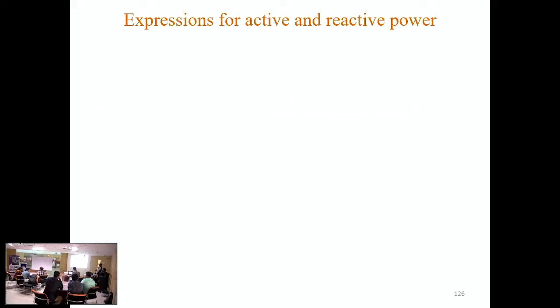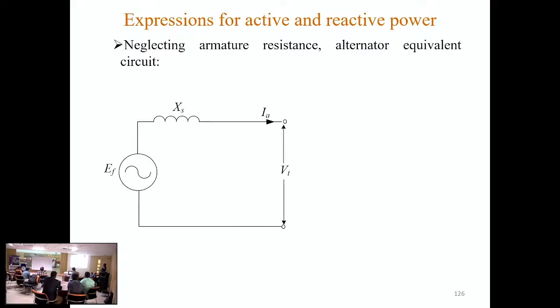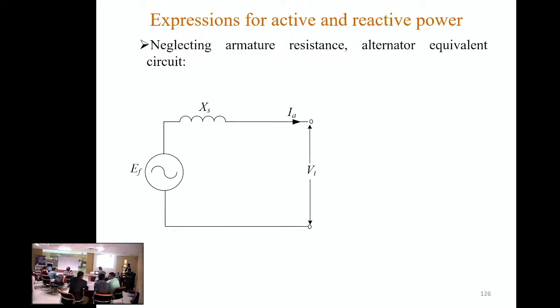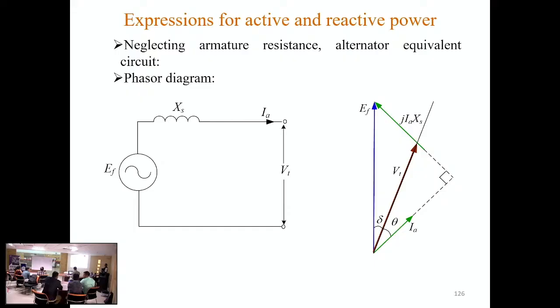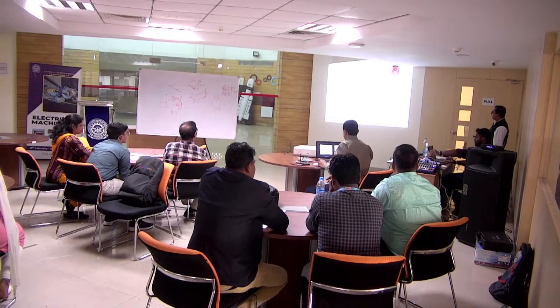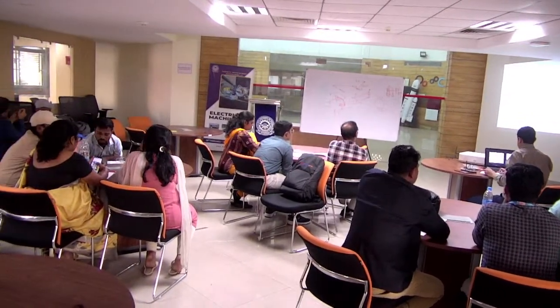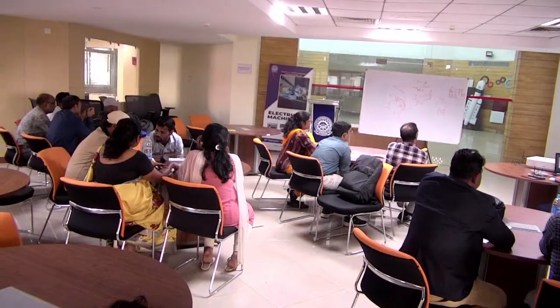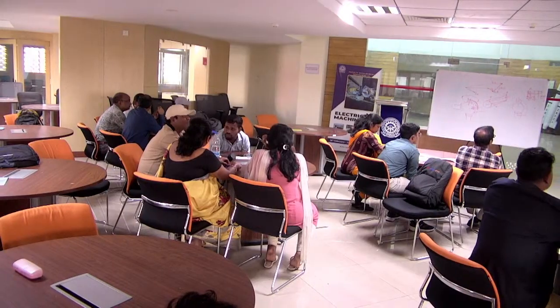So, power angle characteristic. Neglecting armature resistance, the alternator equivalent circuit can be drawn like this. If there is no armature resistance, this is the equivalent circuit, and this will be the phasor diagram. So there is no armature resistance drop, directly this reactive drop, which is perpendicular to the armature current. This is the phasor diagram when we neglect the armature resistance. Now using this phasor diagram, we will derive the power angle characteristic.